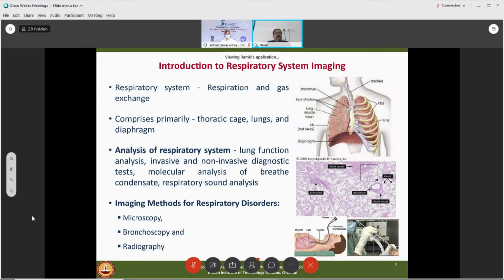So, I will briefly look at what imaging is happening on the respiratory system. It essentially comprises analyzing the thoracic cage, the lungs, and the diaphragm. Analysis of this kind of system involves lung function analysis, both invasive and non-invasive tests, passive and active tests, and molecular analysis of breath and respiratory analysis. Primarily, imaging methods for respiratory disorders include microscopy, bronchoscopy, and radiography.